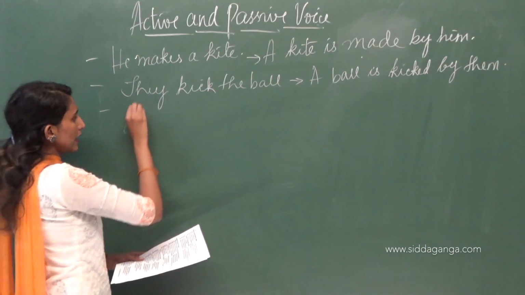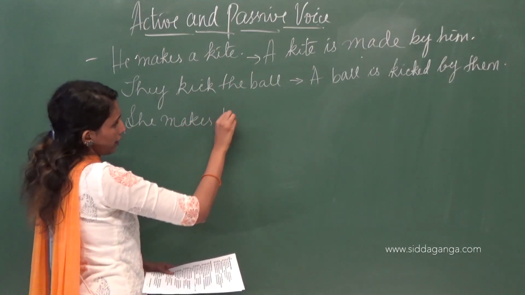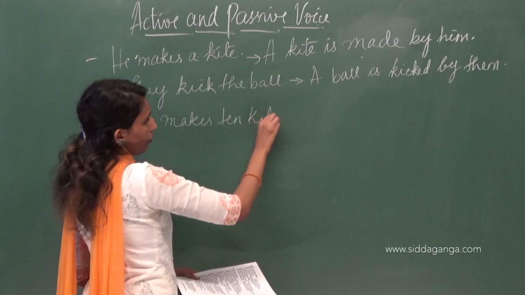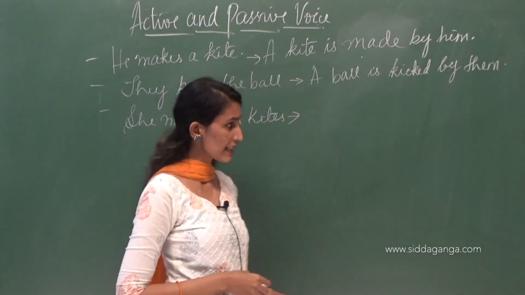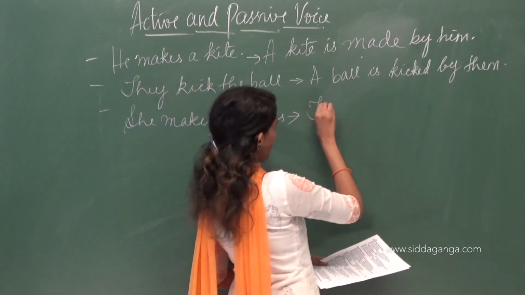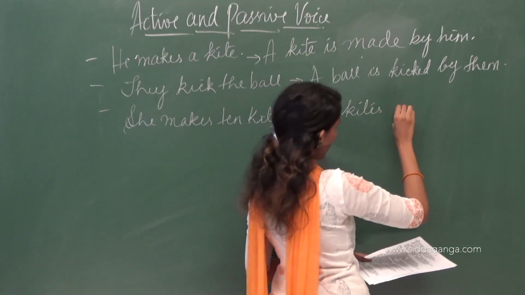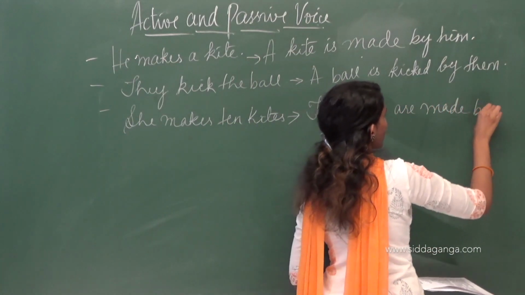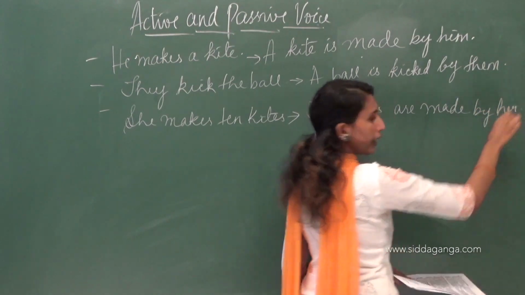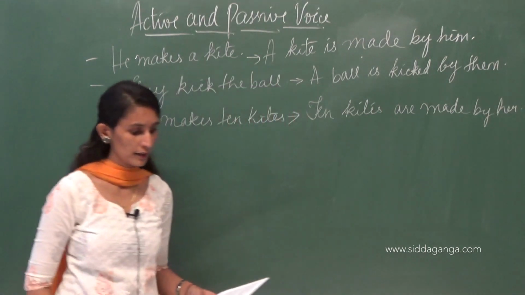She makes 10 kites. She makes what? She makes 10 kites. How do you change it? 10 kites are made by her.